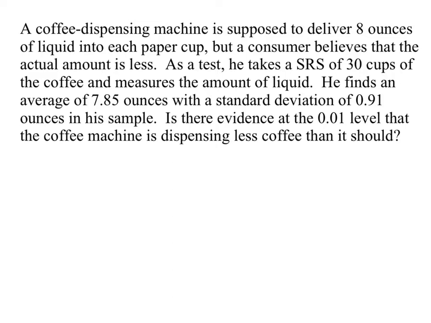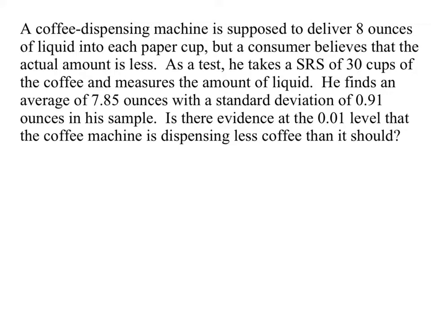In this video, we're going to start talking about something called the matched pair t-test. First, let's review. A coffee dispensing machine is supposed to deliver 8 ounces of liquid into each paper cup, but a consumer believes that the actual amount is less. As a test, he takes a simple random sample of 30 cups of the coffee and measures the amount of liquid. He finds an average of 7.85 ounces with a standard deviation of 0.91 ounces in his sample. Is there evidence at the 0.01 level that the coffee machine is dispensing less coffee than it should?